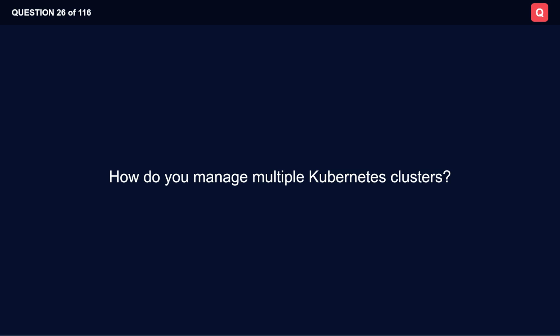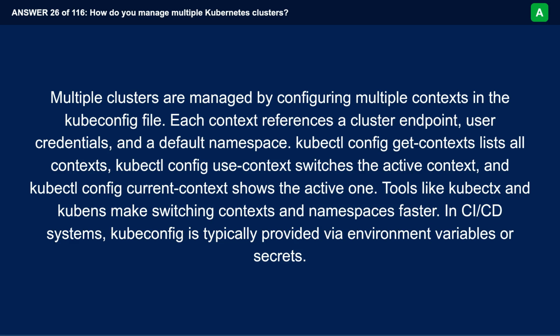How do you manage multiple Kubernetes clusters? Multiple clusters are managed by configuring multiple contexts in the kubeconfig file. Each context references a cluster endpoint, user credentials, and a default namespace. kubectl config get-contexts lists all contexts. kubectl config use-context switches the active context, and kubectl config current-context shows the active one. Tools like kubectx and kubens make switching contexts and namespaces faster. In CI/CD systems, kubeconfig is typically provided via environment variables or secrets.